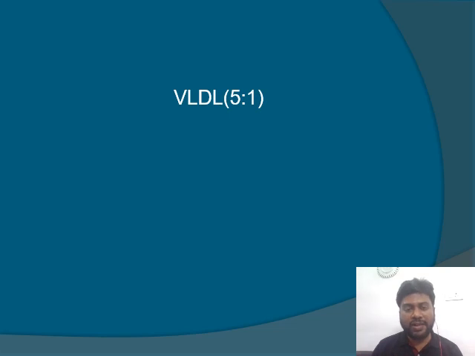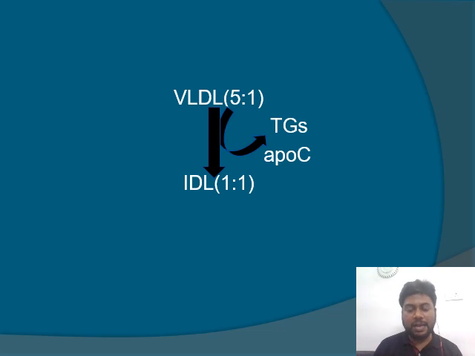Initially, the triglyceride and cholesterol ratio within the VLDL will be 5:1, 5 parts of triglycerides and 1 part of cholesterol. So when this VLDL is metabolized by the peripheral tissues, they will be taking up the triglycerides. The triglycerides will be lost and ApoC will be lost and they will be converted to IDL, where the ratio between triglyceride and cholesterol reduces to 1:1. So during its catabolism, VLDL will lose its triglycerides to the peripheral tissues and ApoC back to the HDL, and they will be forming intermediate density lipoprotein.